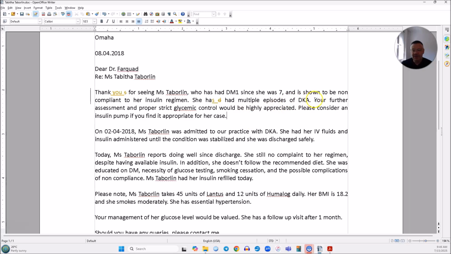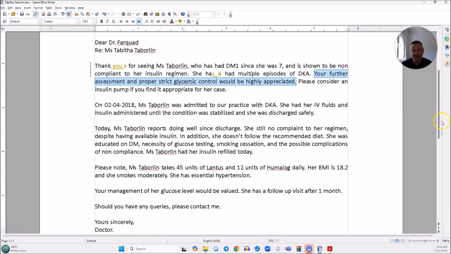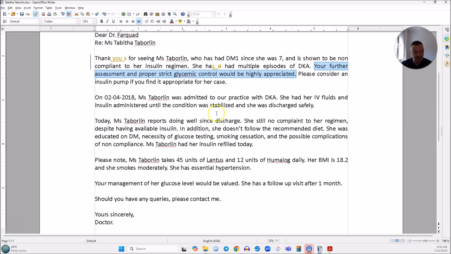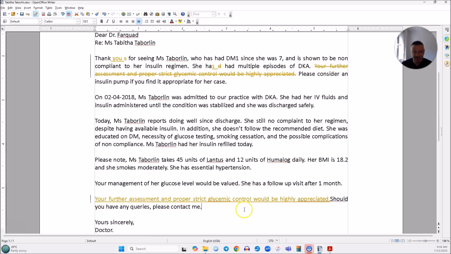You don't need that. And you don't need that. That should be at the bottom. That should be at the bottom. Right? Highly appreciated. That should be here at the bottom. Okay. Thanks for seeing. Non-compliant, multiple episodes.